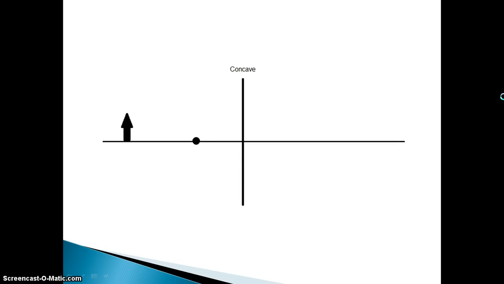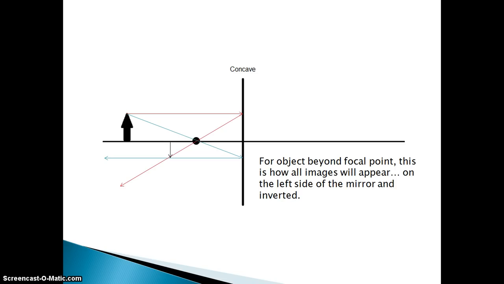So our first ray goes through the focus, then it goes parallel. The second ray goes parallel, then through the focus. We see the 2 lines intersect right here, and therefore that's where our image will be. In this case, it's a little bit smaller than the object. It is inverted and is on the same side. For an object beyond the focal point, this is how all images are going to appear. If it's a concave mirror, it'll be on the left side of the mirror and inverted.